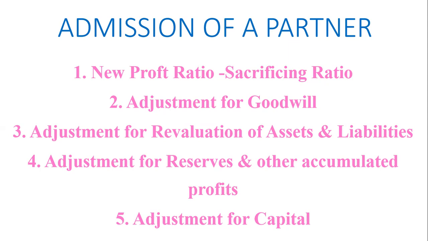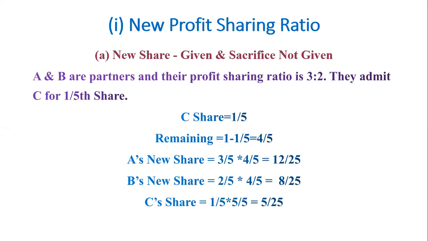Let us see the procedure for admission with regard to these adjustments to be made in the firm. The first one is the new profit sharing ratio. In this case, the new ratio can be identified in two methods. In one case, the sacrifice of the old partners will be directly given. In the other case, the sacrifice will not be given. Let us take the case where the sacrifice is not given, with an example.